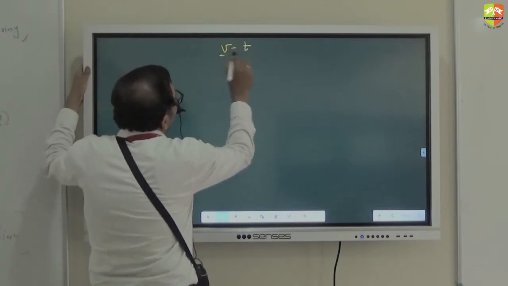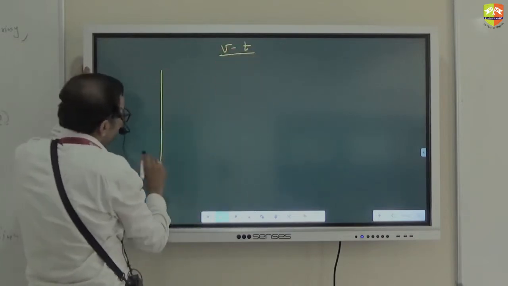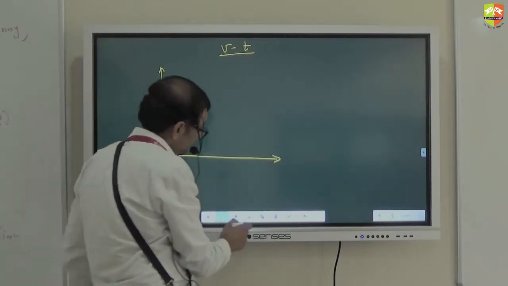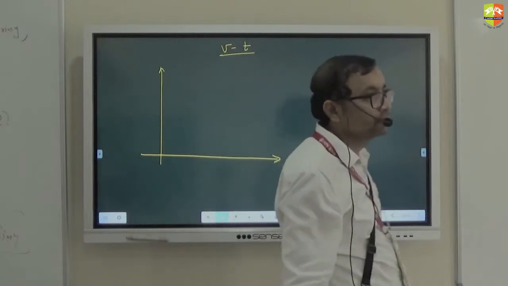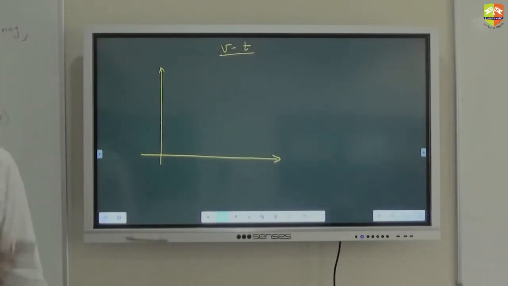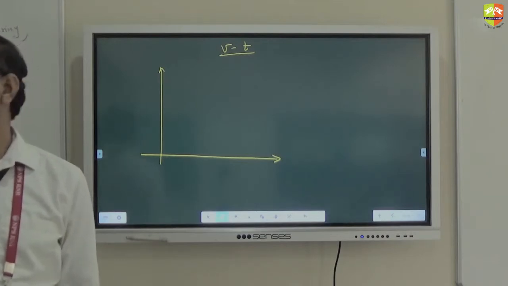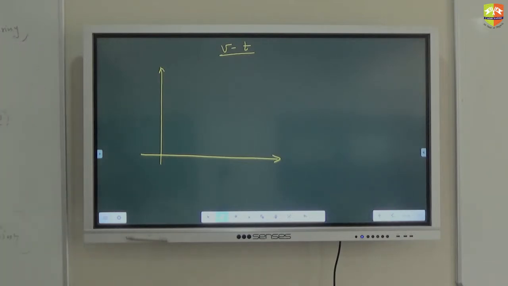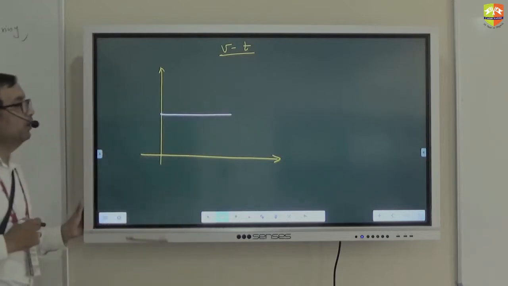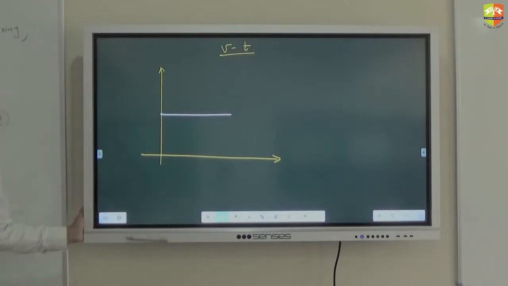Velocity time graph. Constant velocity graph, how will it look? Please draw it. Constant velocity, velocity is constant. Let's say 5 meter per second. How will it look? Horizontal line, like this. Now, if I have to find the displacement, what will it be?